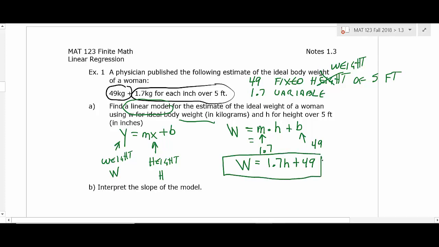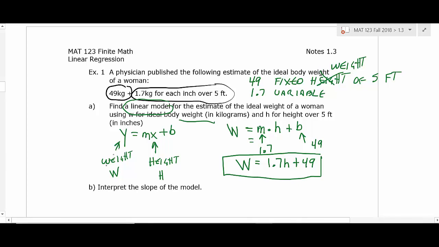So here's what this does, and tell me if this makes any sense or not. The 49 is what? That's if you're 5 foot tall. That's what the problem says. What does this 1.7 do? That's if you're taller than 5 foot. That's an extra weight. Every time you're 1 inch taller, 1.7 kilograms more is what you should weigh. So 5 foot is where you start, and then it's bigger depending on what your height is past that 5 foot. Does that make sense?